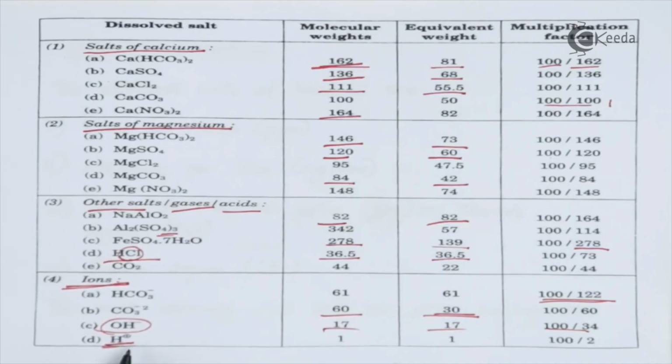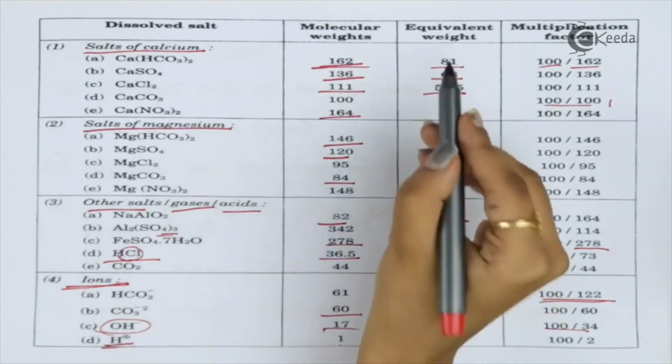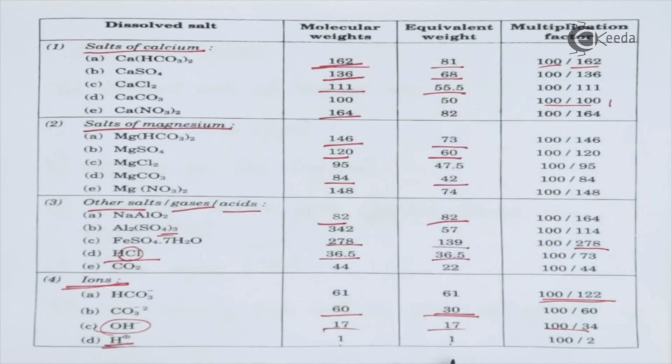Finally, I have the H+ ion, and this H+ ion is just 1 and 1 because this is hydrogen. Hydrogen has 1 proton and 1 electron. When we remove the electron from it, the only thing which remains in hydrogen is a proton. That means H+ is nothing but a proton, and thus the molecular weight of H+ will be 1 and the equivalent weight of H+ will also be 1. Thus the multiplication factor will be 100 divided by 2 or it can be 50 divided by 1.